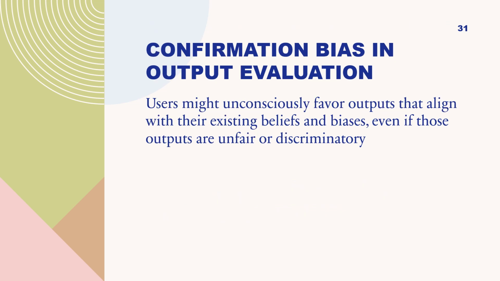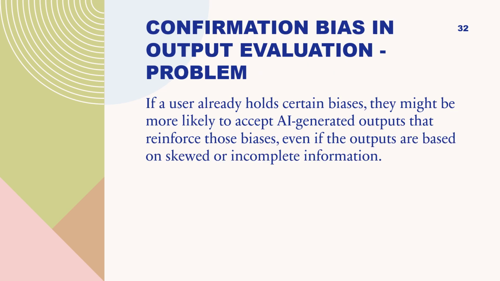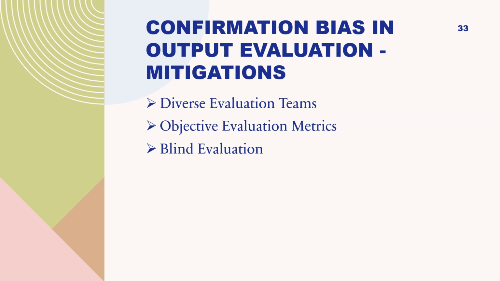Next is confirmation bias in output evaluation. Users might unconsciously favor outputs that align with their existing beliefs and biases, even if those outputs are unfair or discriminatory. The problem with this is that if a user already holds certain biases, they might be more likely to accept AI generated outputs that reinforce those biases, even if the outputs are based on skewed or incomplete information. How can we mitigate it?